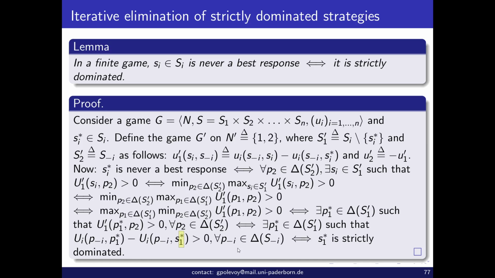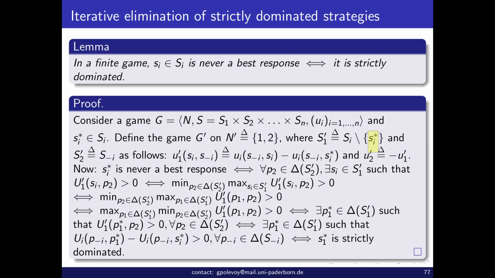And that happens for all the strategies of the other player, because P2 in S2' represents all the strategies of the other player. And saying that, okay, now it's Si'. Saying that for any P1', there is a strategy of player 1 which is in S1', so which is not Si'. There is a strategy of player i, of course.